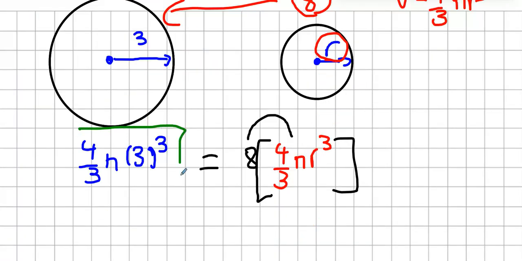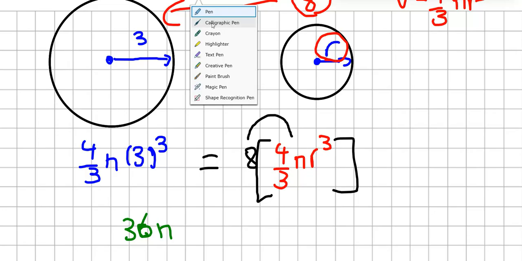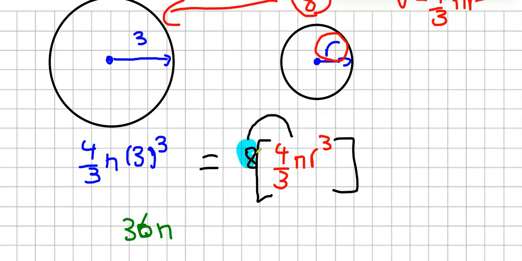What did you just get when you put this green part into the calculator? You got 36 pi. Okay, 36 pi. Now the next thing I want you to enter in the calculator is the yellow part I'm about to shade in, the blue part. Multiply 8 by 4/3 pi. You can't do anything with the r cubed because you don't know what it is. So what's 8 times 4/3 pi? 32/3 pi. And your r cubed is still here, isn't it?